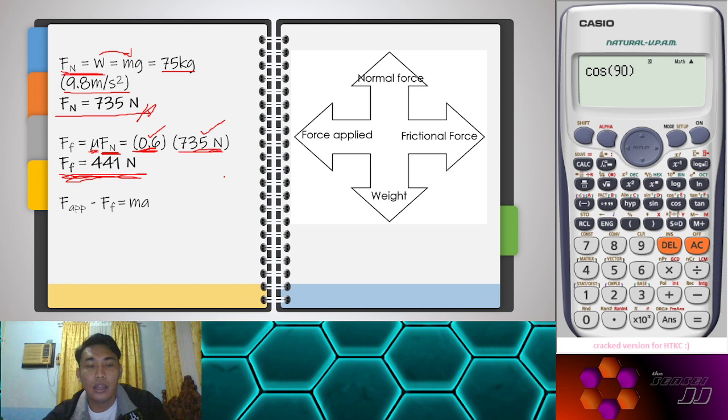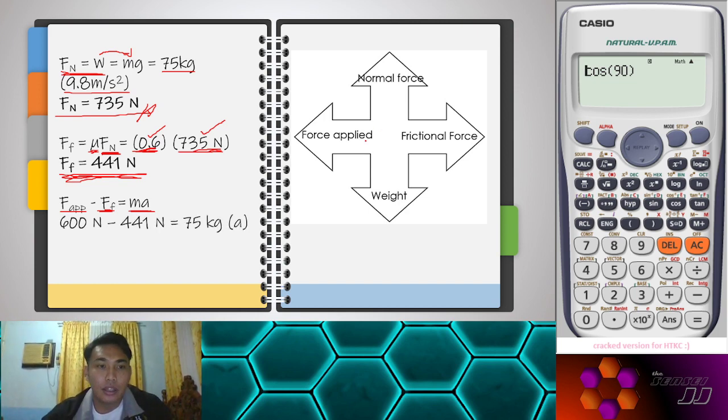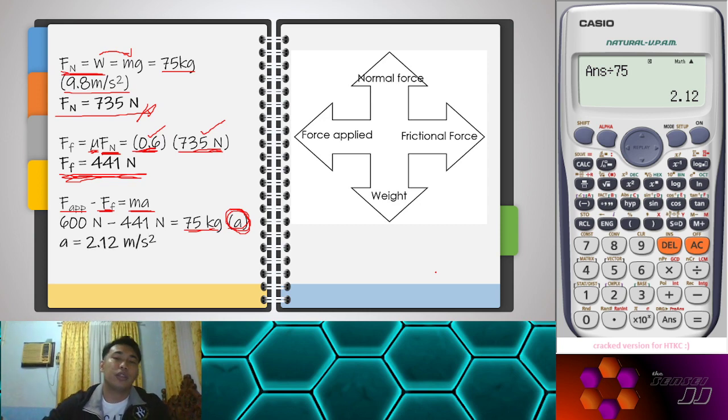Okay, and lastly, we have the force applied and the computation of our acceleration. For the computation of our acceleration, we have the force applied minus our frictional force, and this is the actual force, which is MA. The actual force is equivalent also to our mass times acceleration. And we have here the force applied of 600 newtons minus the frictional force of 441, and we have here 75 kilograms, and the remaining is the acceleration. So solving for that, 600 minus 441 divided by 75, we have an acceleration of 2.12 meters per second squared.